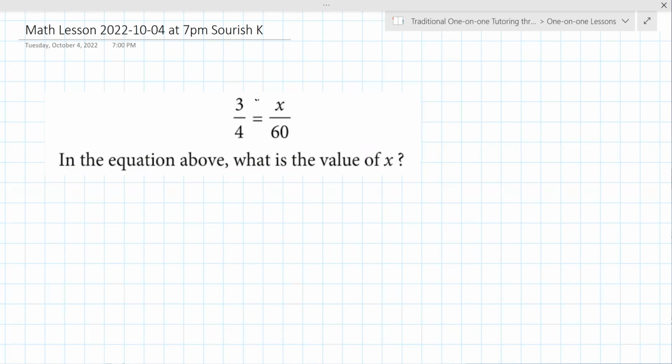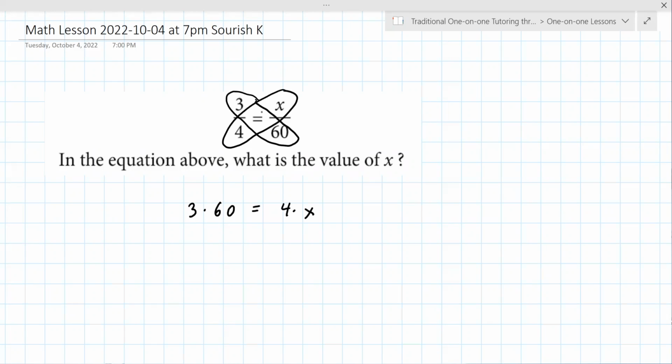You can do what's called cross multiplying, this butterfly. Have you seen that before? Yeah, I see cross multiplying. So you take the 3 and multiply it by the 60, and the 4 and multiply it by the x. You see how I got that? I just take those two numbers, or the letter and the number.